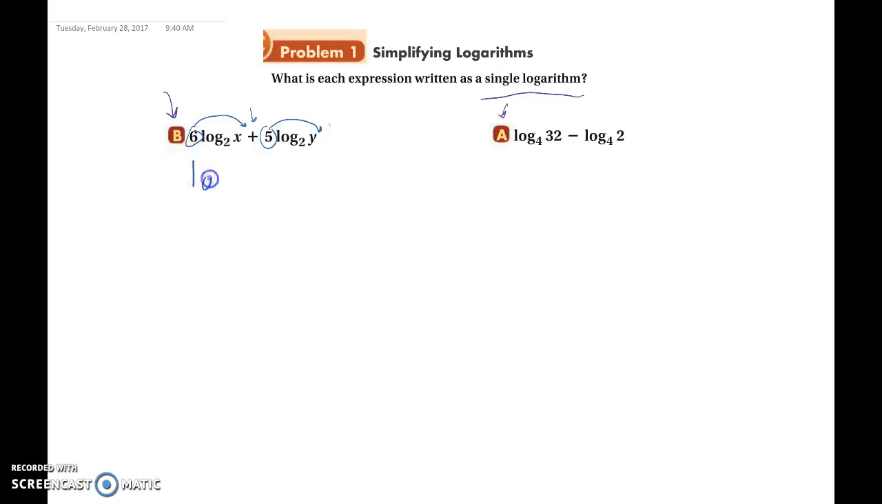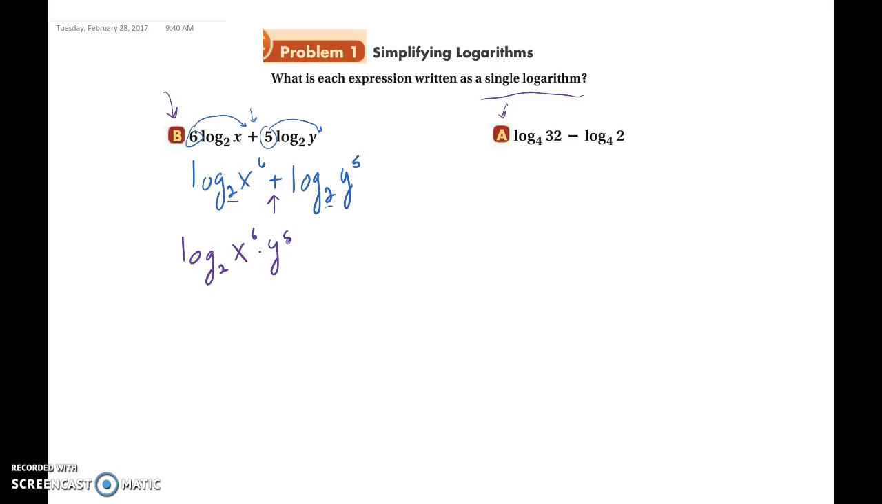So this will become log base 2 of x to the 6th power plus log base 2 of y to the 5th power. So we took those exponents and we moved them back in their original place. Then what we will do is we see that we have the same base, and we know that addition means multiplication. We can then rewrite this as log base 2 of x to the 6th times y to the 5th.